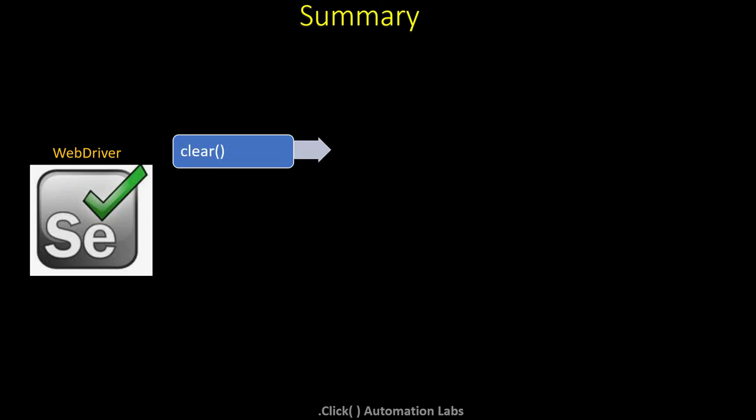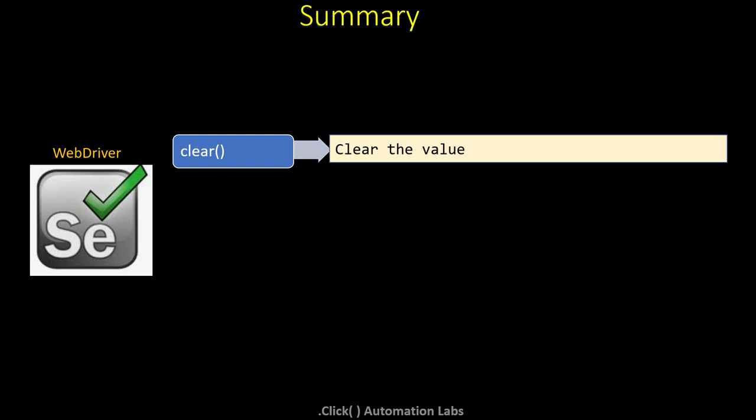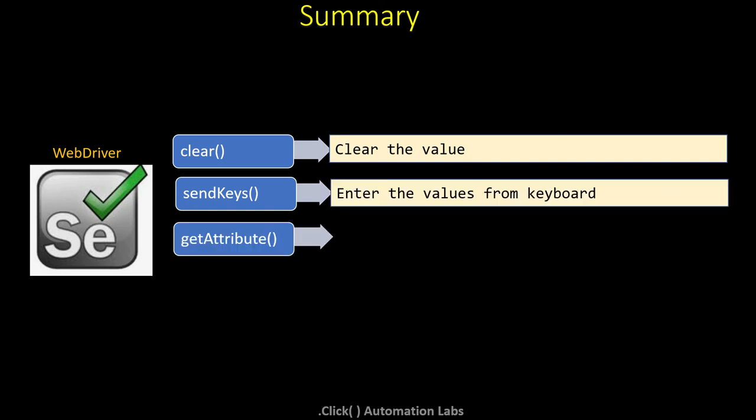Let's see the summary. So far in this session we have discussed various methods to interact with text boxes. The first is clear, to clear the value from the text box. Send keys is the method to enter a value into the text box, and get attribute can be used to get any attribute value from the text boxes or any HTML element. So that's all about working with text boxes.